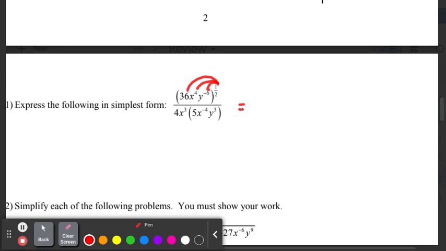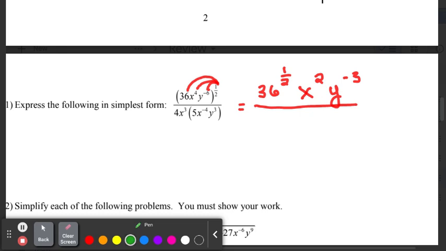So you could write 36 to the 1/2. On your answer key, it says square root of 36. It means the same thing. Now, 4 times 1/2, x to the 4, and then times 1/2 is 2. You could write 4 over 2, but it means 2. And then y to the negative 6 times 1/2 is y to the negative 3.